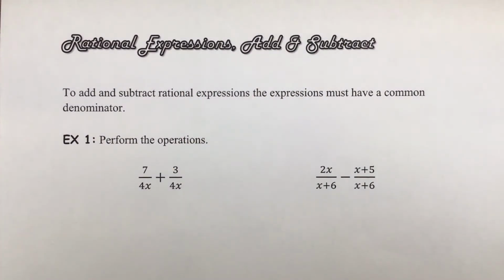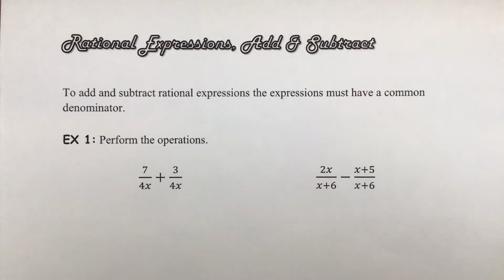Rational expressions: add and subtract. You might be surprised to figure out that addition and subtraction is a little bit more complicated than multiplication and division. With multiplication and division, you just had to factor and reduce. Division required also keep, change, flip, but that was pretty much it. Adding and subtracting is a little bit more strict.